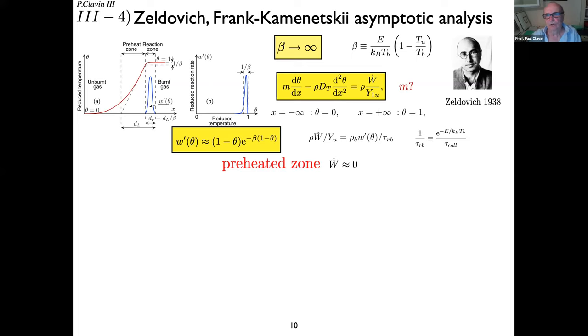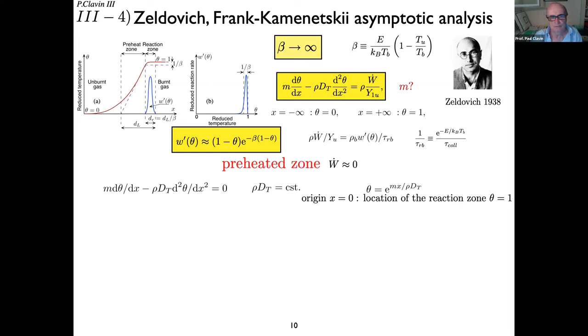In the preheat zone, the problem is easily solved, because you have to solve a linear equation. For the moment, assume that rho times D is constant, which is a good approximation, though it is not difficult to get rid of this simplification. In fact, it is a very good approximation in gaseous mixtures. So assume that this is constant. Then you have a second order differential equation with constant terms. This is trivial to integrate.